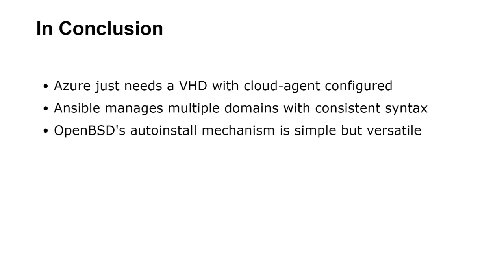Azure really only needs a VHD with an appropriate agent running on it. OpenBSD is a lean OS, and the Cloud Agent package is a great way to use OpenBSD in the cloud. Ansible's real strength comes from its ability to manage multiple different domains, from the local host to remote machines to the cloud at scale, and it handles all of them with one uniform syntax that you can learn and understand. And all of this is possible because of the simplicity of OpenBSD's very versatile auto-install mechanism.